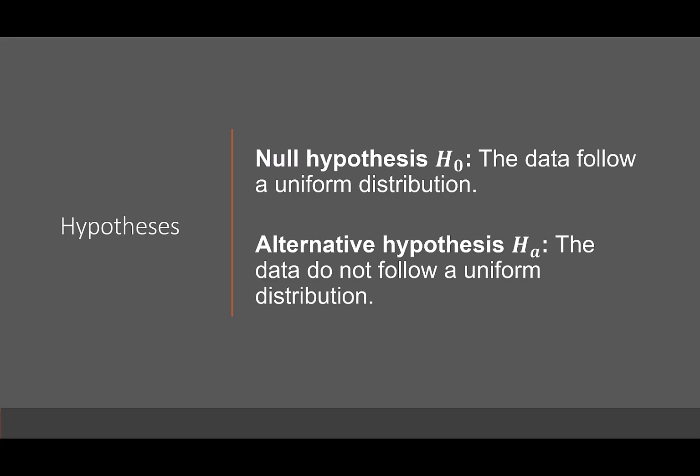So let's talk about our hypotheses. Our null hypothesis says the data follows a uniform distribution. Then our alternative hypothesis will be that the data does not follow a uniform distribution.